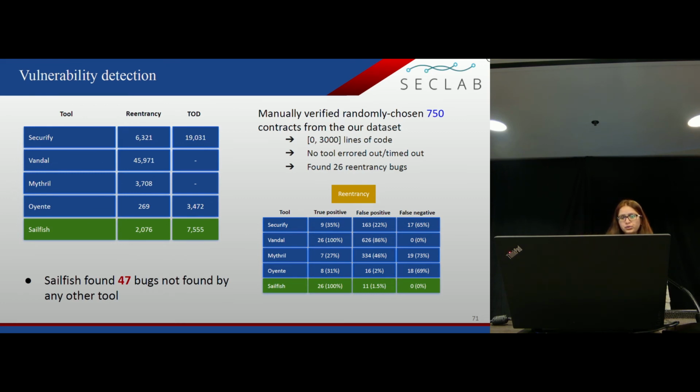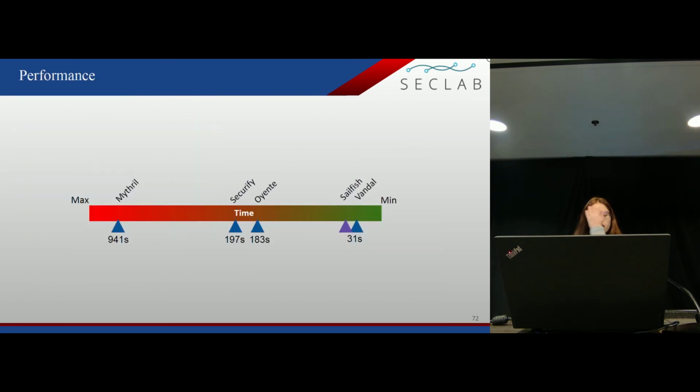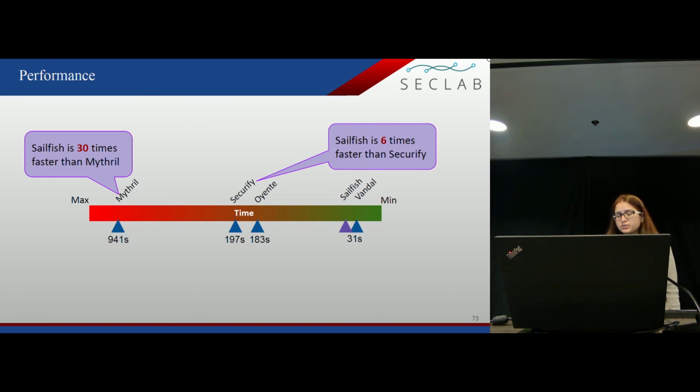Additionally, SAILFISH found 47 new bugs not found by any other tools. So in terms of performance, SAILFISH is the fastest. It takes around 31 seconds to process a single contract within our dataset. The other two tools, like several other tools, are actually slower than SAILFISH. Specifically, Mithril, which is a symbolic execution-based tool, is 30 times slower than SAILFISH.